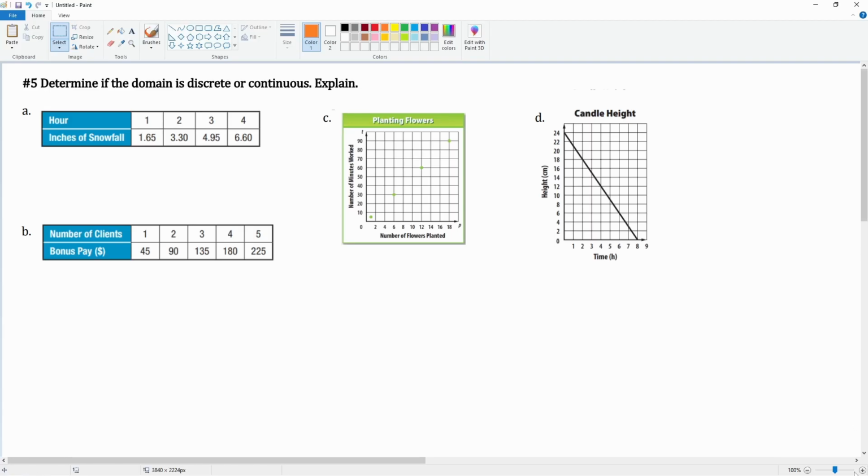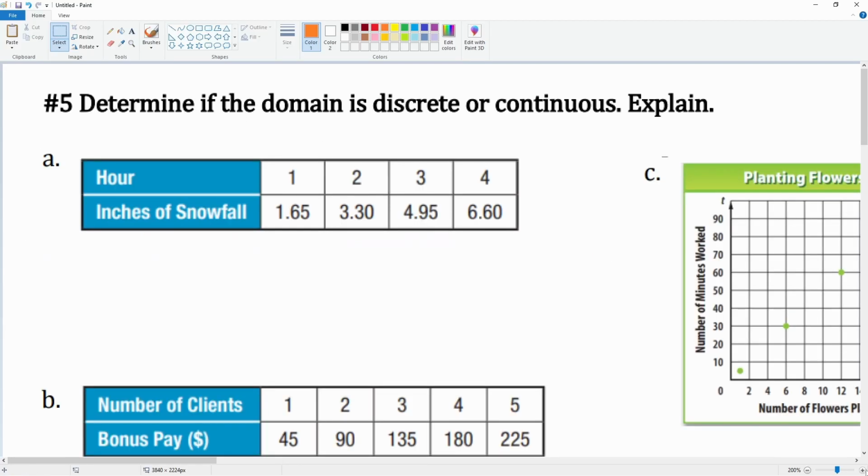Number 5, you're going to determine if the domain is discrete or continuous. Remember, the domain that they're looking for here is just your x values. Okay? So let's take a look at the x values. Here's the x value. The x value here is hours. This is time. Hours, which is time.